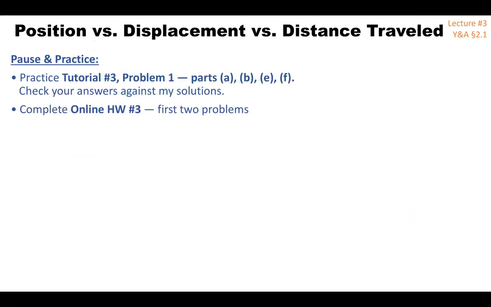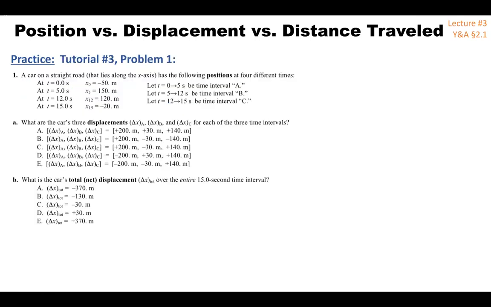Okay, so let's take a quick look at tutorial number 3, problem 1, which has a similar example problem. You have a car on a straight road, only now there are 3 time intervals. There is a time interval A, which I'll call 0 to 5 seconds. And the car's position goes from negative 50 to positive 150 during that time interval. Then during the next time interval B, it goes from 150 to 120. And then during time interval C, it goes from 120 to negative 20.